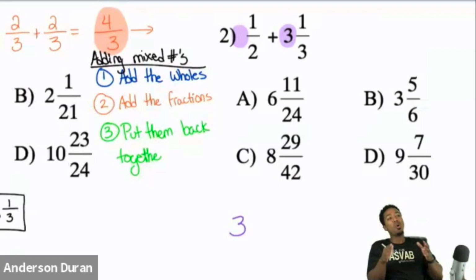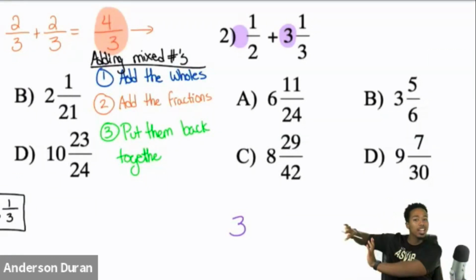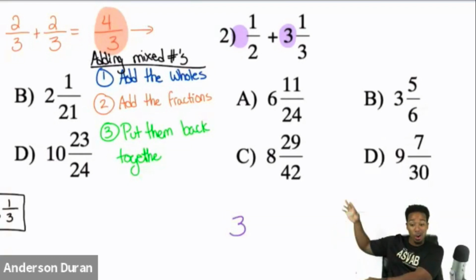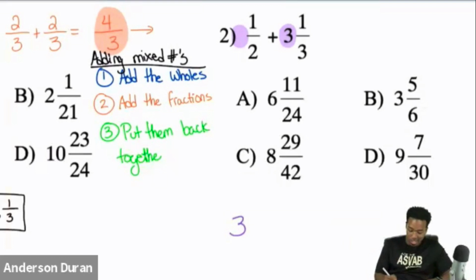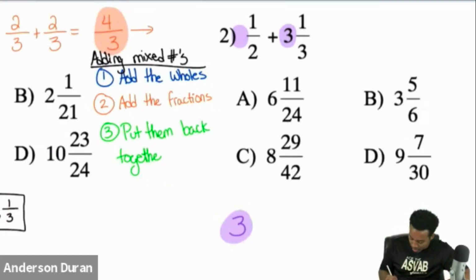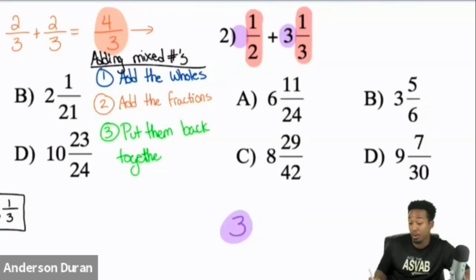And really all this is doing for us, guys, is removing anything that doesn't need to be there. That whole number 3, don't worry about it. Put it off to the side for a second. It's not going to affect the problem right now. Now the next step is going to be 1/2 plus 1/3. This is the next part of the problem.